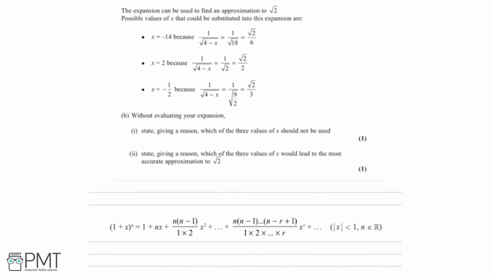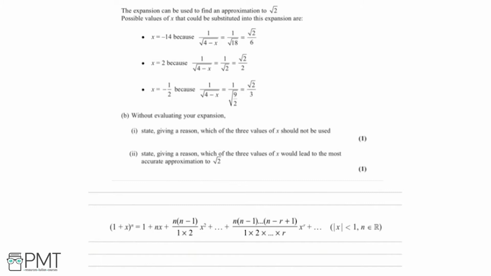So now I'm going to have a look at part B. So the expansion that we found in part A can be used to find an approximation to root 2. Possible values of x that could be substituted into this expansion. So they've listed out some possibilities here. And part B says, without evaluating your expansion, in part 1 we need to state giving a reason which of the 3 values of x should not be used. In part 2 we need to state giving a reason which of the 3 values would lead to the most accurate approximation of root 2.